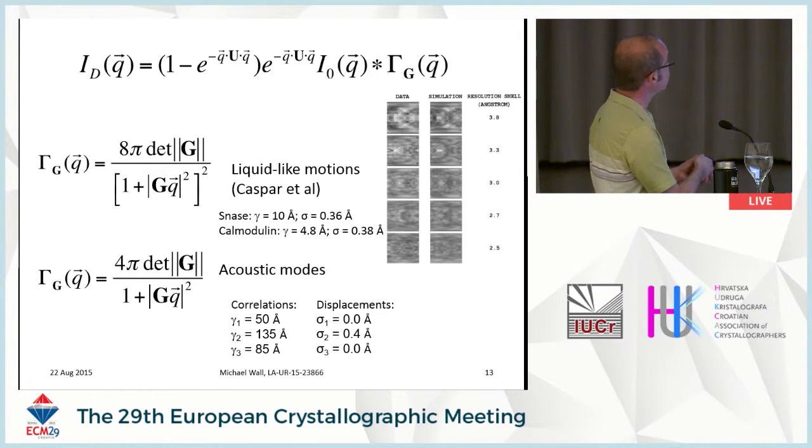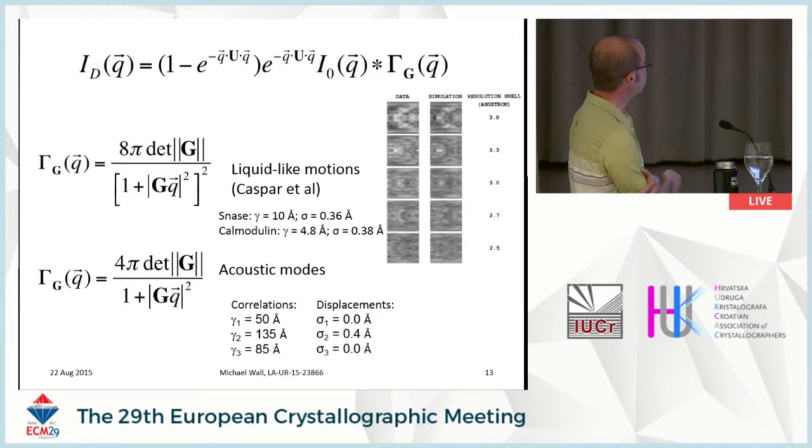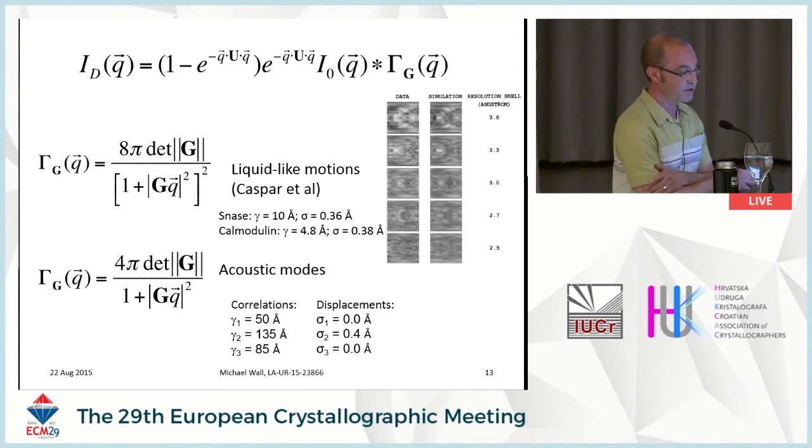The other key feature is this gamma, and what this does is to convolute with the squared structure factors to smear them, and this gives rise to a background pattern that is the diffuse features. Depending on the width of this function, you get different sized smearing in the background. There are a couple of different ways that we've done this. One is through the liquid-like motions that was introduced by Doniach Caspar et al. And for staph nuclease and calmodulin, we applied this and extracted some dynamical parameters. For calmodulin, we additionally did this model using something that's like acoustic modes. It's anisotropic, and we found that there was anisotropy in those streak features.